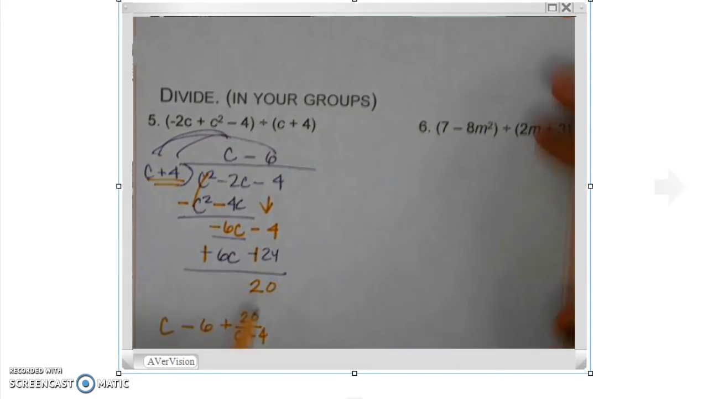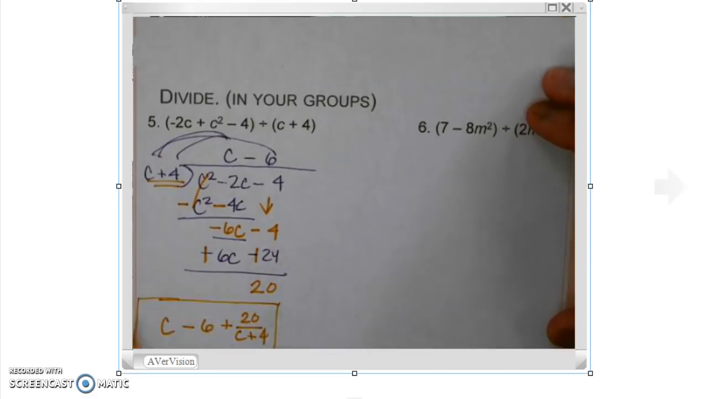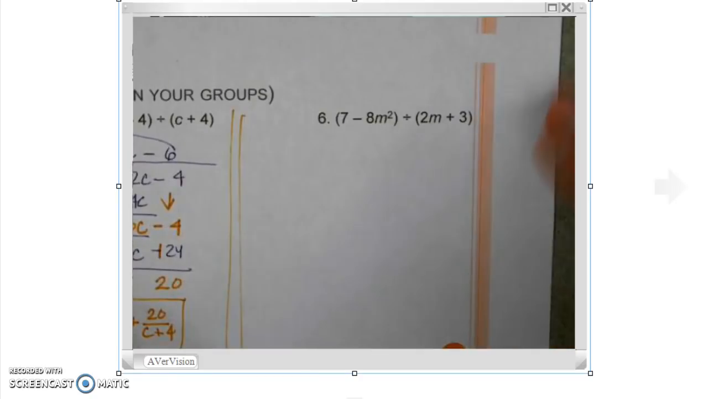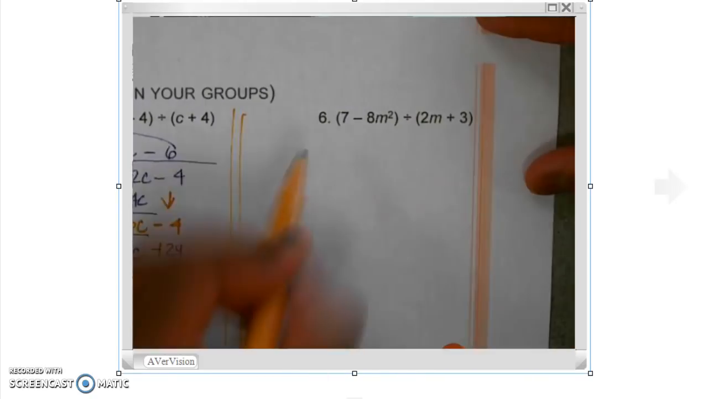I love long division, just so you know. Eventually you're going to learn about synthetic division. It's even faster.